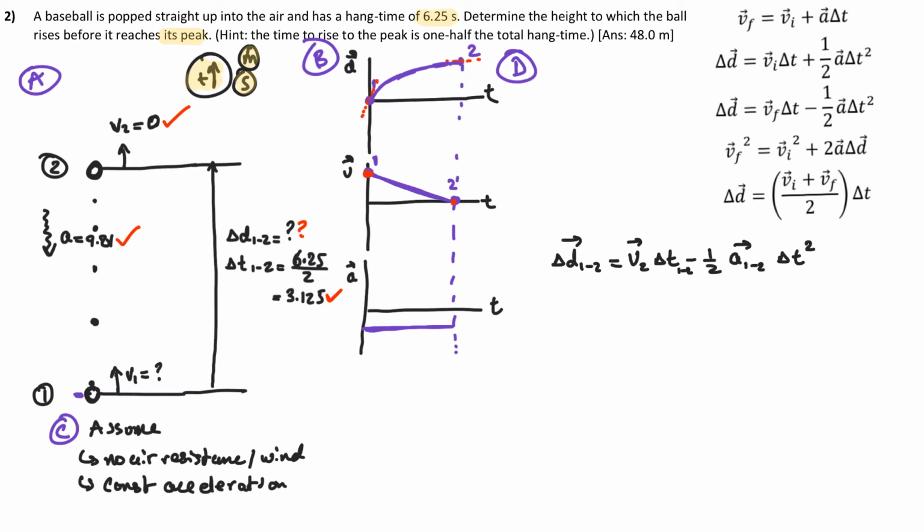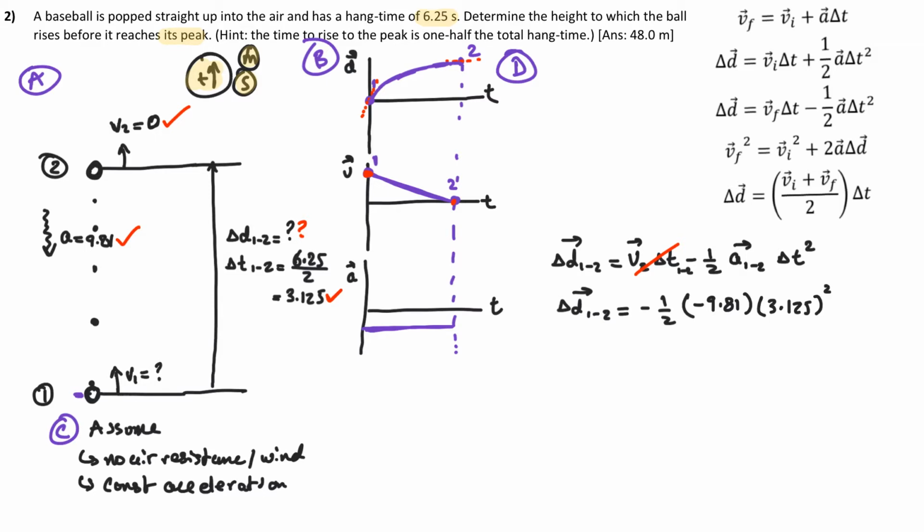Let's plug in all the information that we have. The displacement, this is nice because it's already isolated for us. It's going to be equal to velocity 2, which is 0. 0 times any number is 0, so that crosses this whole term out, and we get negative 1/2. My acceleration in this case is 9.81 in terms of magnitude. Its direction is acting downwards while my positive is upwards, so I have to use a negative value here. Negative 9.81, and the change in time, that doesn't have any directions, so that's just 3.125.